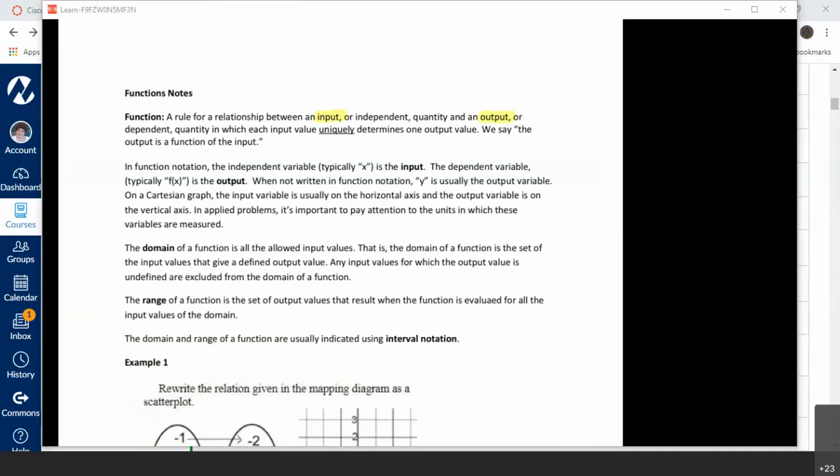Now, any relationship can have an input and an output, but what makes a function particularly useful for modeling business situations is this word uniquely. Each input value uniquely determines one output. In other words, if I put a certain number into something that's a function, I can predict what's going to come out of it.